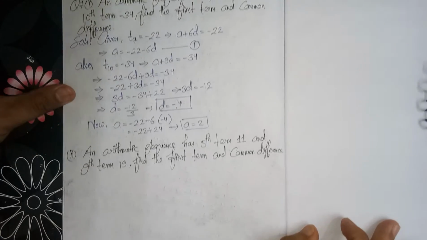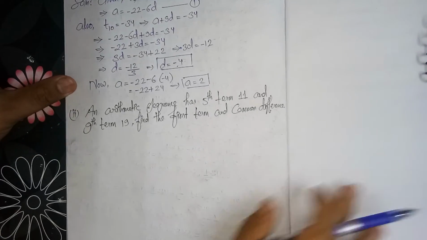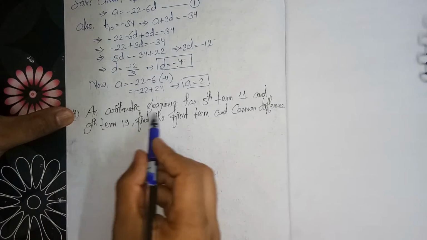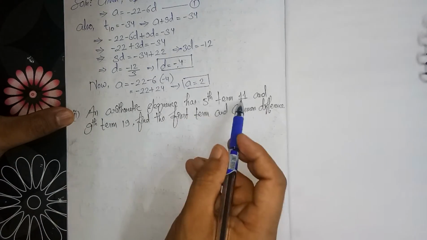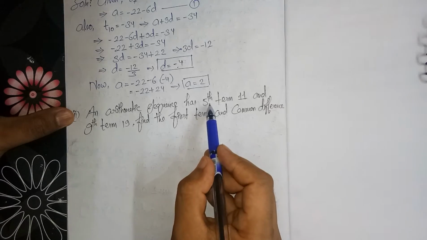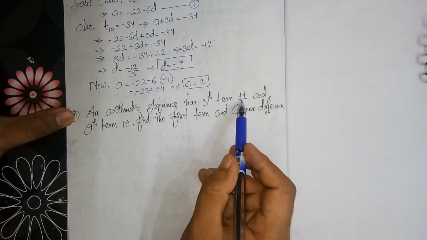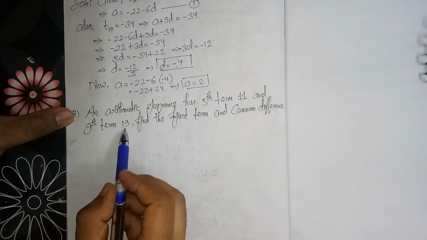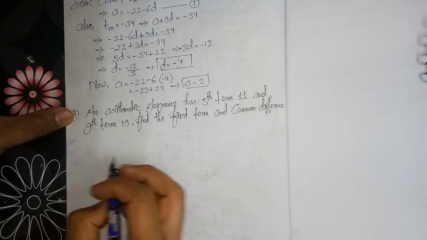Now what is part 2 saying: an arithmetic sequence has fifth term 11. The fifth term of given AP is 11 and ninth term is 19. Find the first term and common difference.